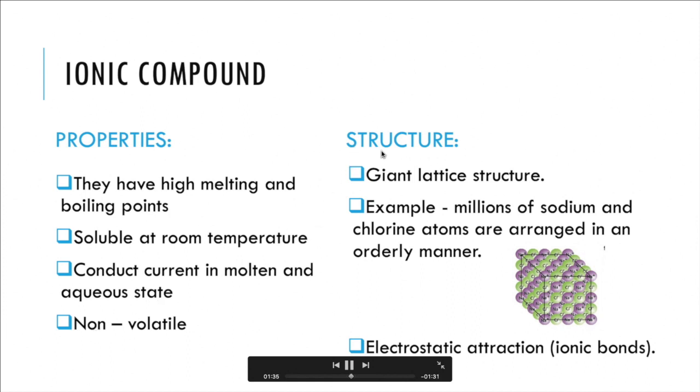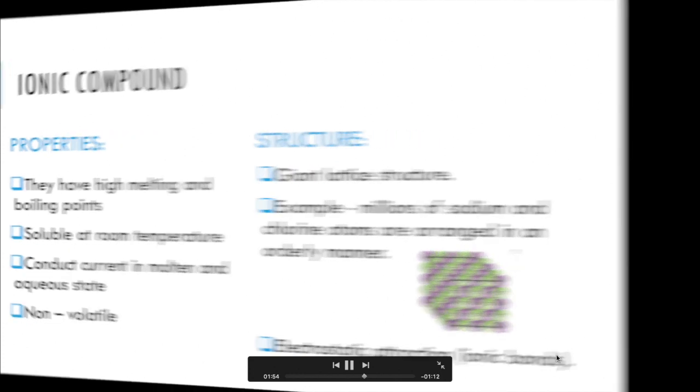Moving on to the structure of ionic compounds, they have a giant lattice structure. For example, as we can see in this figure, in a lattice, millions of sodium and chlorine ions are arranged in an orderly manner. These ions are held together by a strong force of electrostatic attraction throughout the entire lattice.